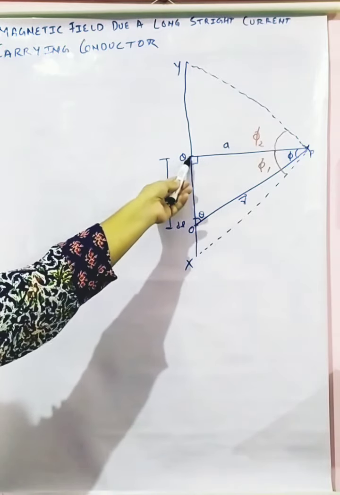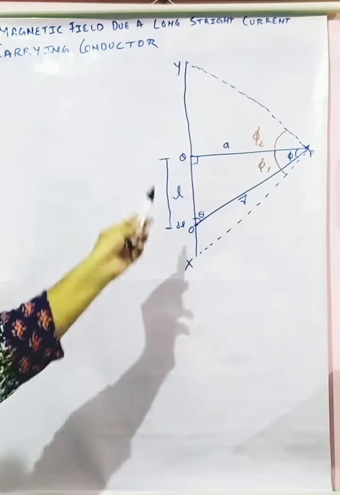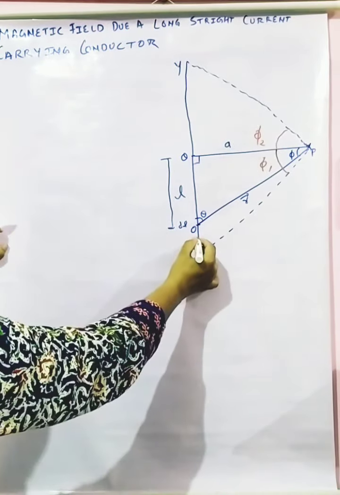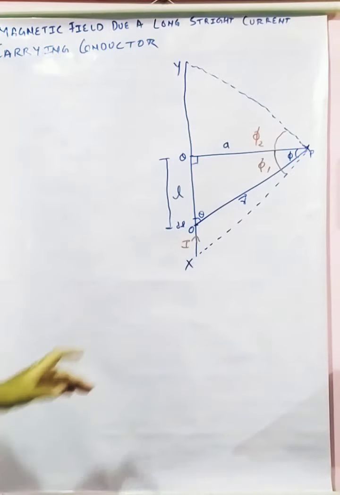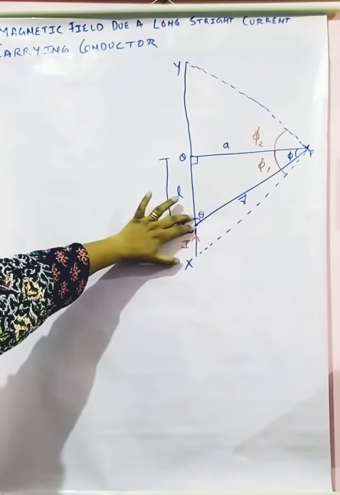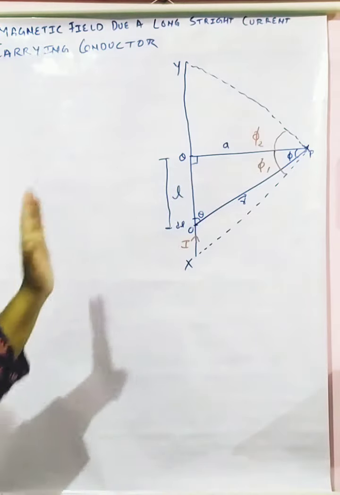What I have done here: we can see that the magnetic field is perpendicular to this current carrying conductor, where the current I is flowing in this way. Now here dl is the small length of the conductor we have considered. Because of this small length, what will be the magnetic field at point P? So this is what we have considered.